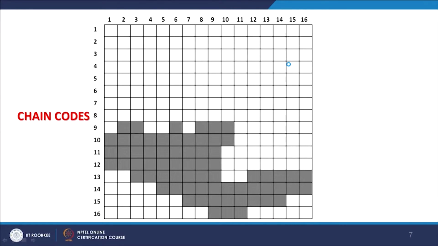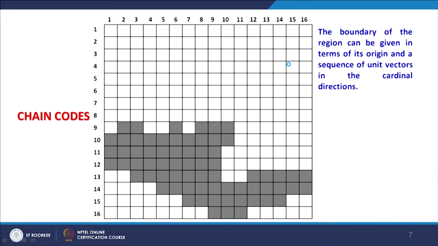So the first technique is the chain code technique, in which the dark area will be coded. How is it coded? The boundary of the region, this black boundary marked here, is coded in terms of its origin, from where it starts, and then unit vectors in a sequence, in cardinal directions. Cardinal directions means north, south, east, west.